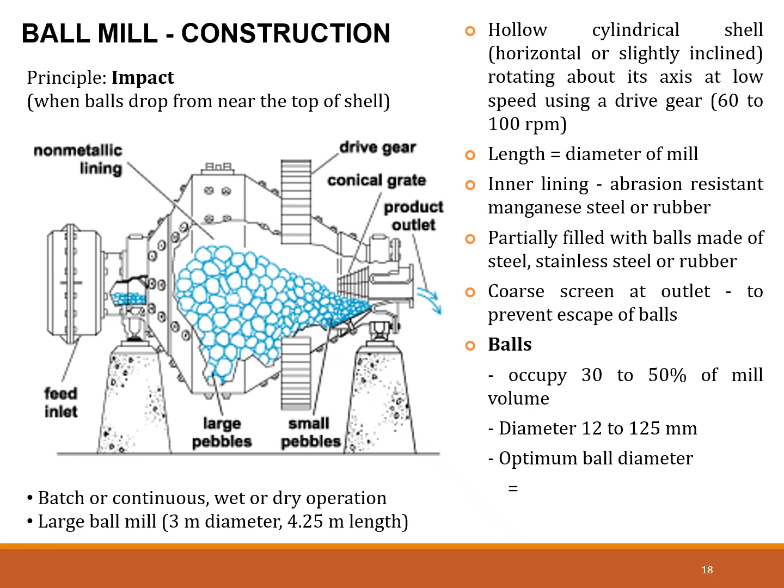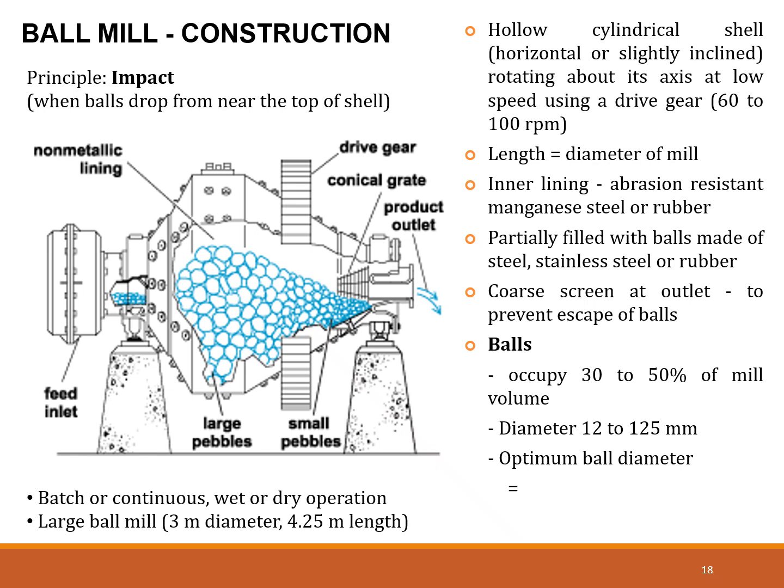A hollow cylindrical shell, horizontal or slightly inclined, rotates at a very low speed using a drive gear of 60 to 100 rpm. Here, length is equal to diameter of the mill. Inner lining: there is an abrasion resistant coating of manganese steel or rubber. It is partially filled with balls made of stainless steel or rubber. There is a coarse screen at the outlet in order to prevent the escape of balls.